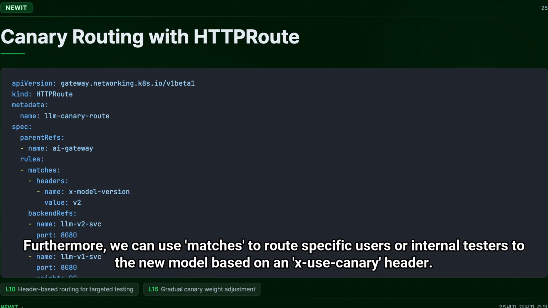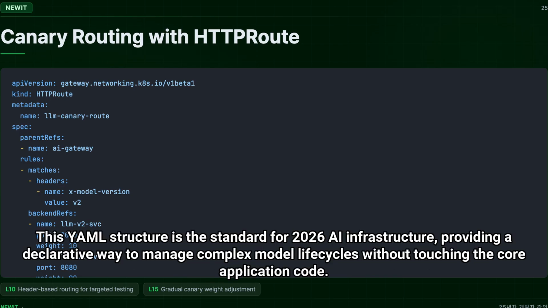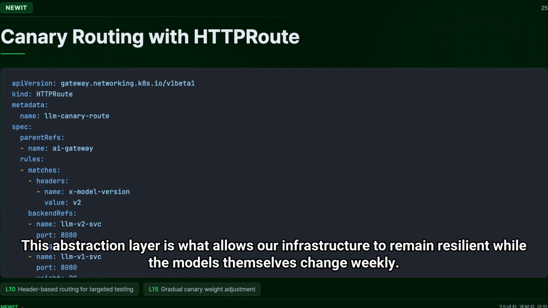Furthermore, we can use matches to route specific users or internal testers to the new model based on a canary header. This YAML structure is the standard for 2026 AI infrastructure, providing a declarative way to manage complex model lifecycles without touching the core application code. This abstraction layer is what allows our infrastructure to remain resilient while the models themselves change weekly.